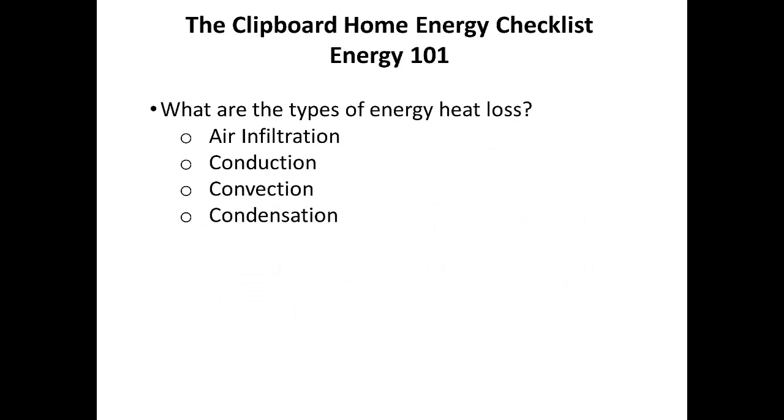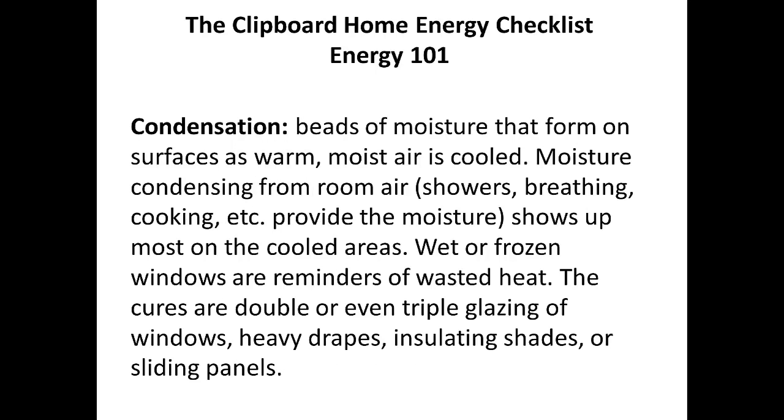Another type of energy loss or heat loss has to do with condensation. And you'll see beads of condensation that form on a surface, and if there's enough moisture in the air, when it touches that colder surface, the air can no longer hold that moisture, and so it forms little beads of condensation on that cold surface. And so that's another way that we can lose our heat.